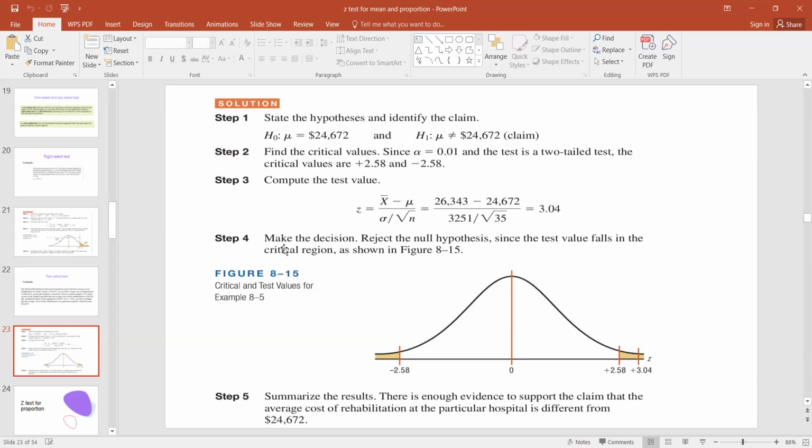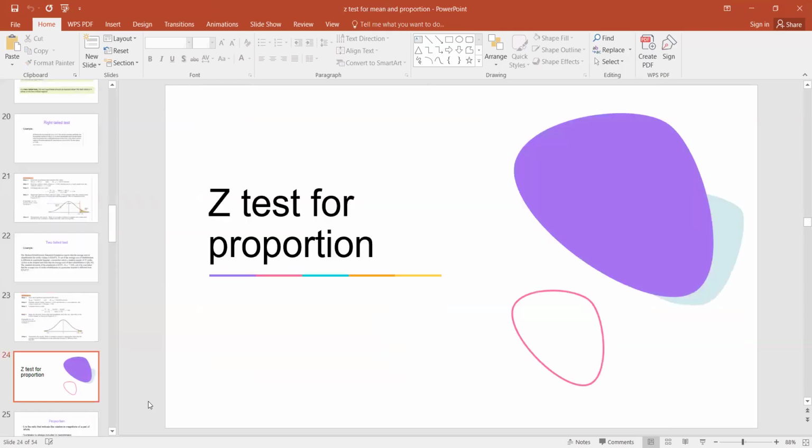In step 4, make the decision: reject the null hypothesis since the test value falls in the critical region. In step 5, summarize the result. There is enough evidence to support the claim that the cost of rehabilitation at the particular hospital is different from 24,672 US dollars.